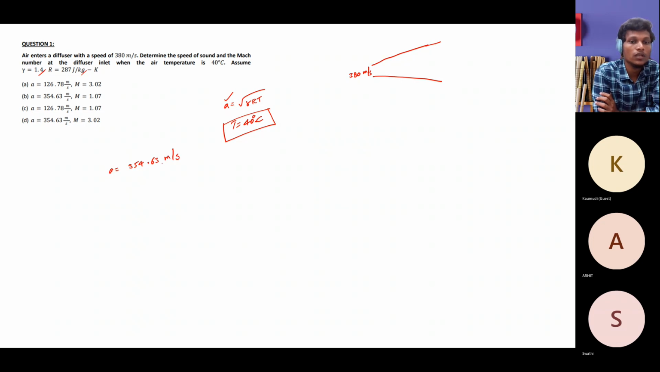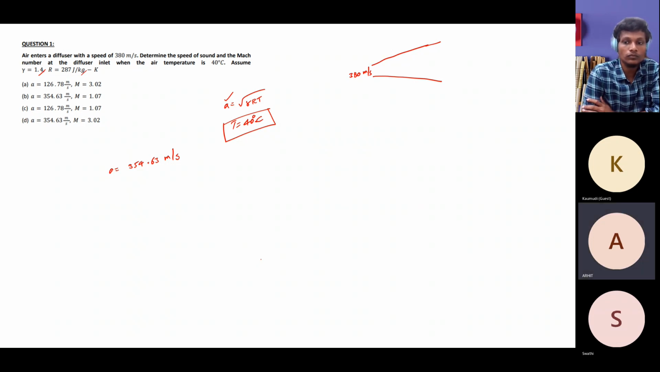If you solve that, you will get a sound velocity of 354.63 meters per second. So in a general sense, what is the sound velocity in air? Do you have any rough idea? 330 meters per second, sir. 330. Okay. Kaumadi?